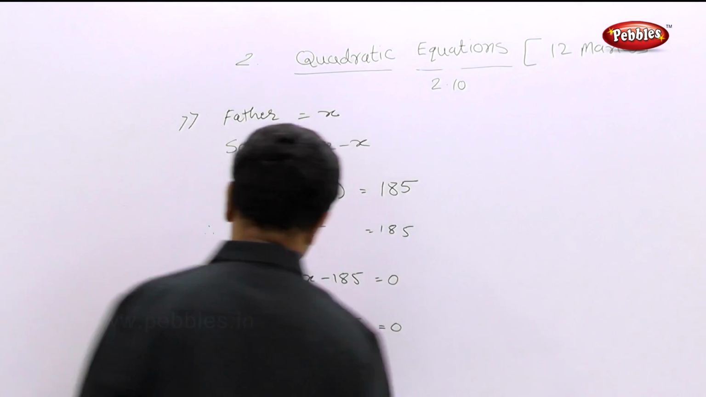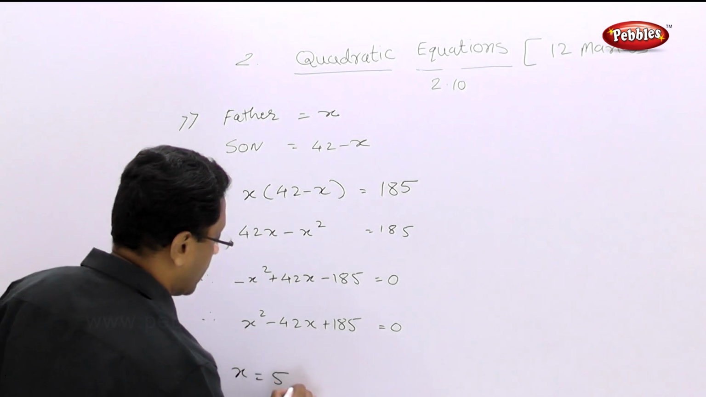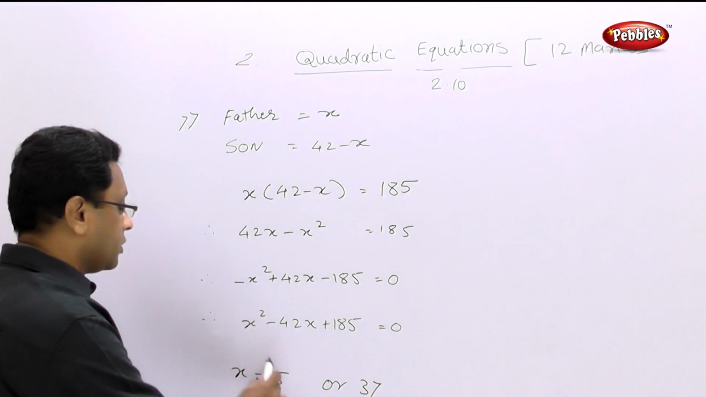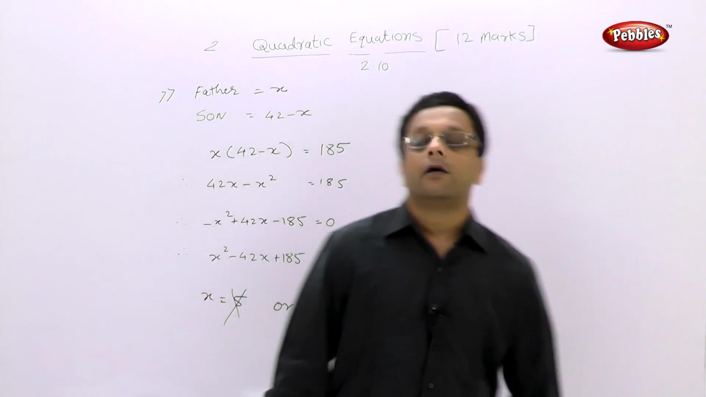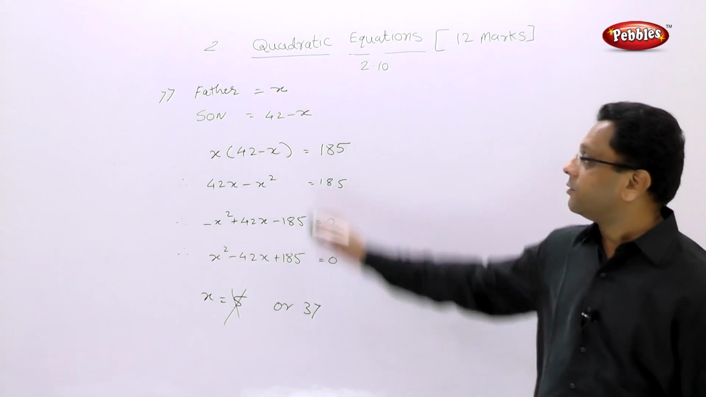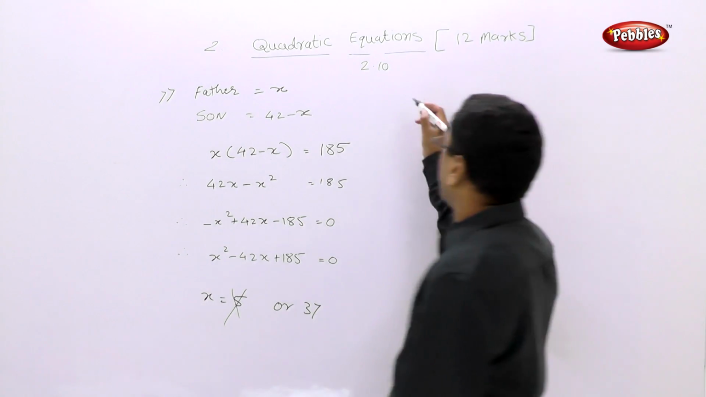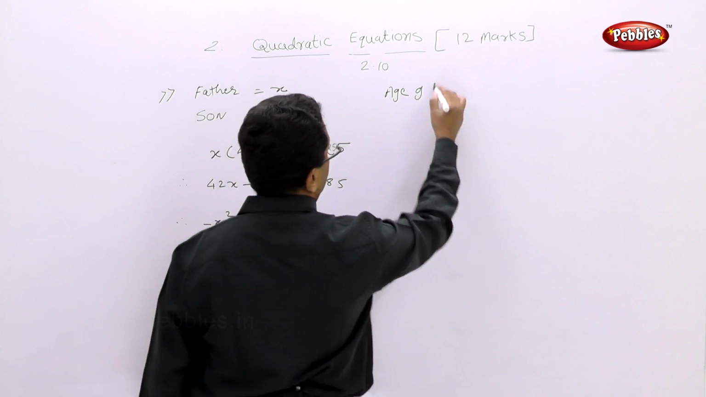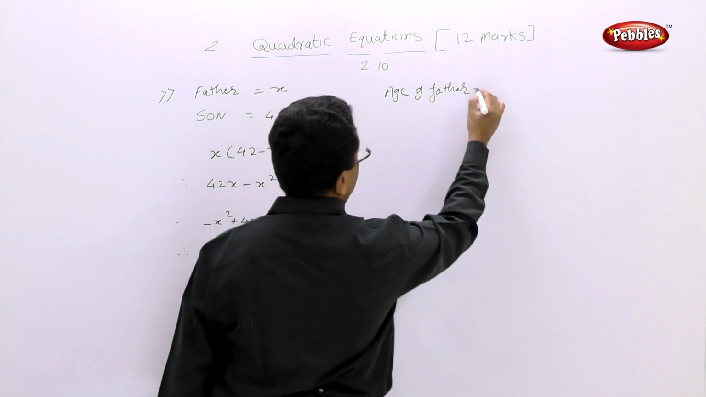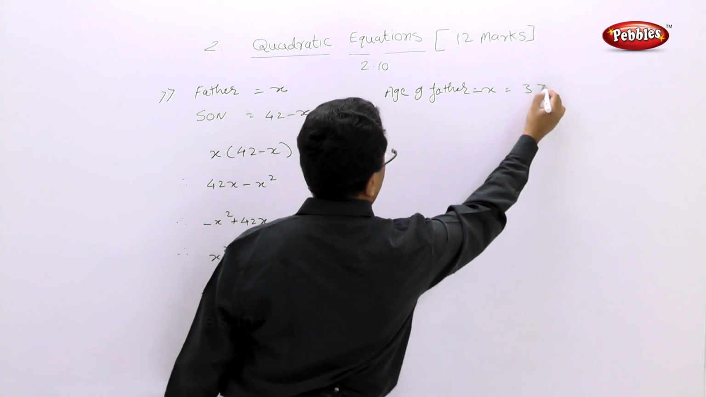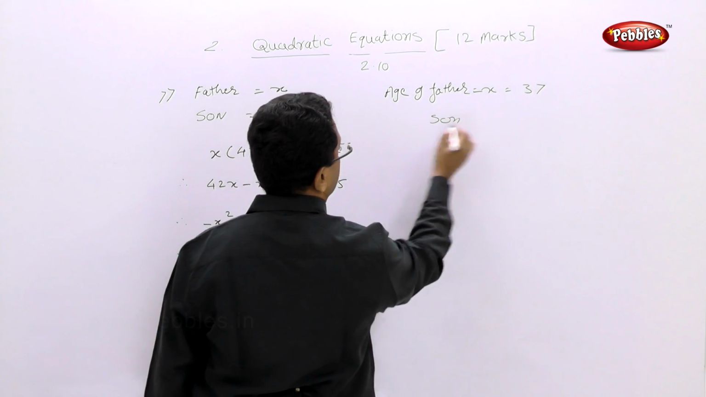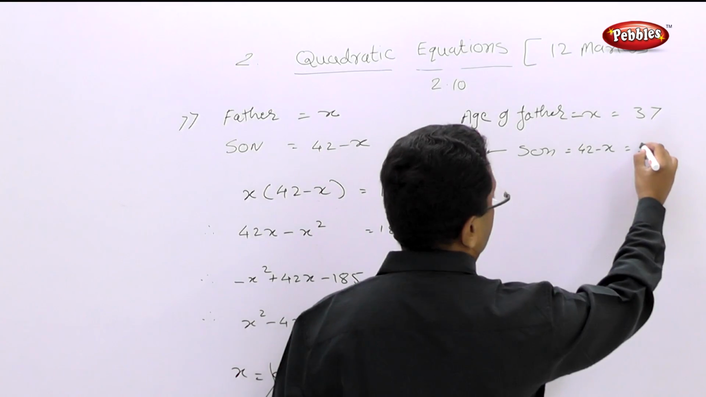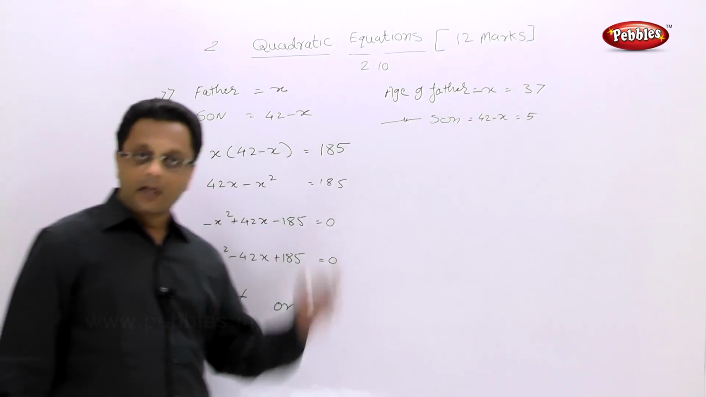The answer is x is 5 or 37. Obviously the father's age cannot be 5. So x is equal to 37. So you have to write as an answer: age of father is equal to x is equal to 37 and age of son is equal to 42 minus x, which is 5. This is the final answer.